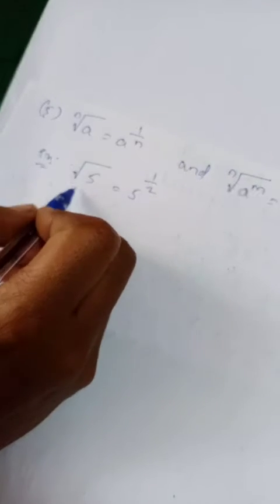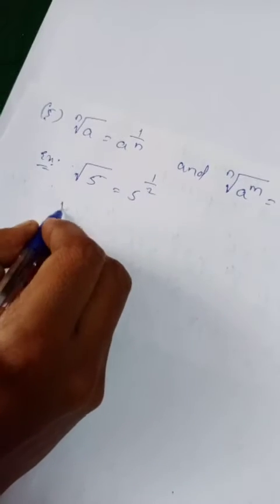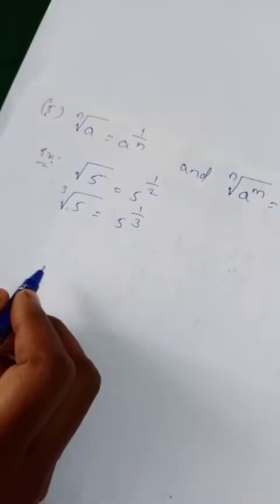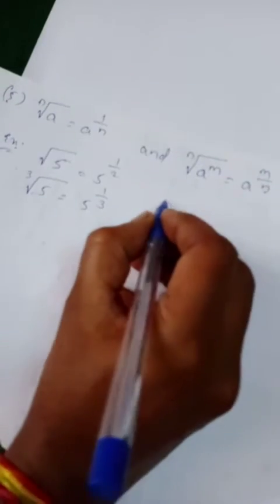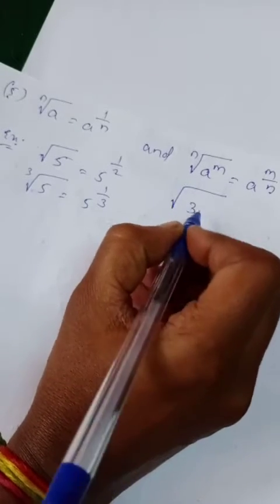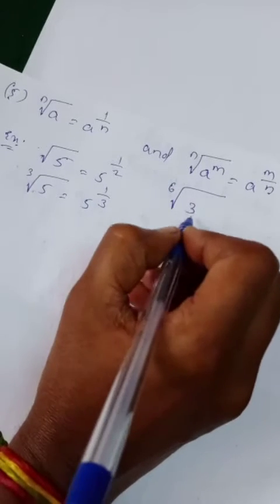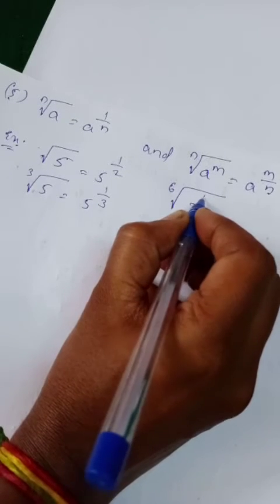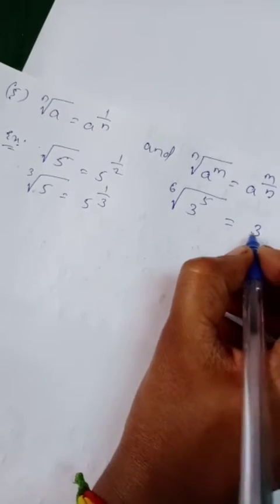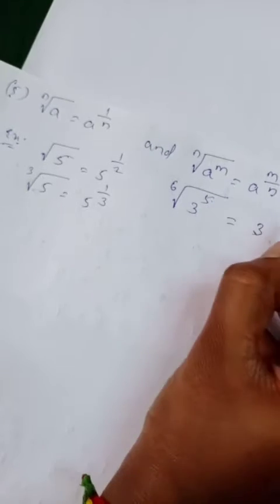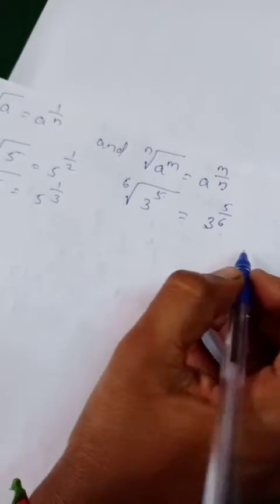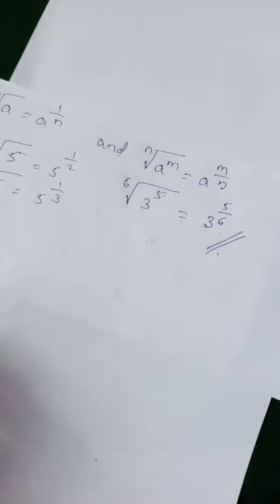That is square root, so this is 2. Suppose if I write 3 here, then the cube root of 5 means 5 to the power 1 upon 3. Then the 6th root of 3 to the power 5 is nothing but 3 is the base, and m is 5 divided by 6, so 3 to the power 5 by 6, and so on.